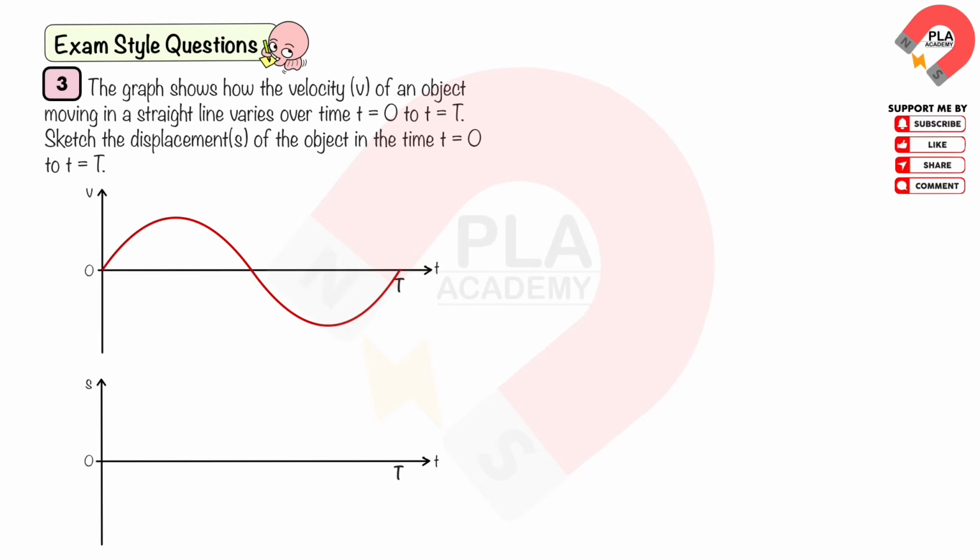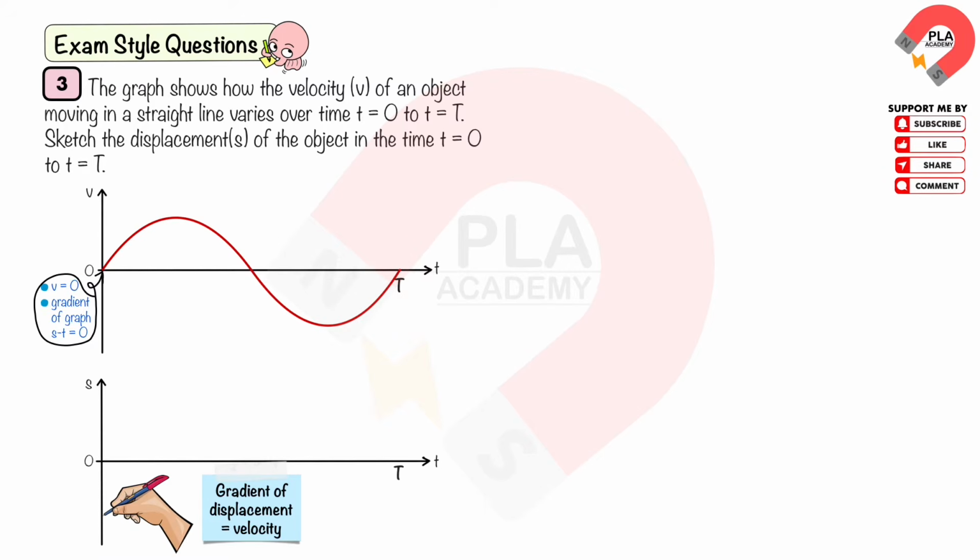Question 3. The graph shows how the velocity, v, of an object moving in a straight line varies over time t equals 0 to t equals t. Sketch the displacement, s, of the object in the time t equals 0 to t equals t. Recall that the gradient of displacement time graph is velocity. At this point, the velocity is 0, so the gradient of displacement time graph is 0.